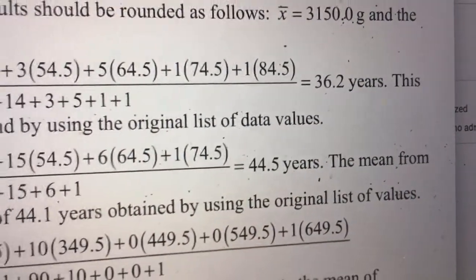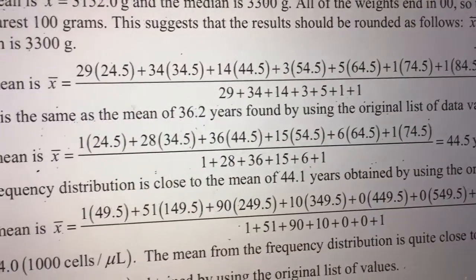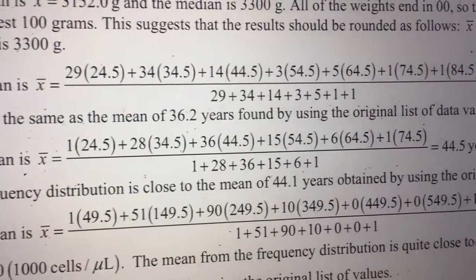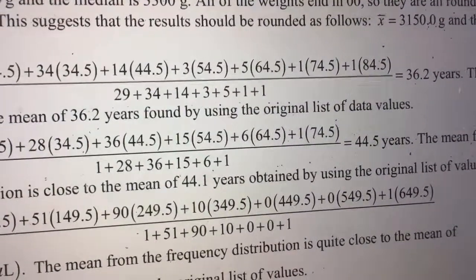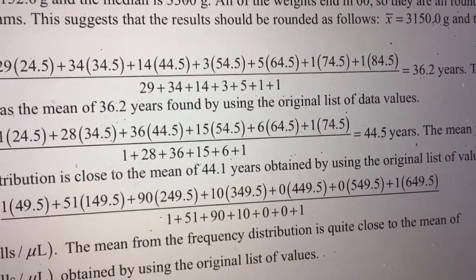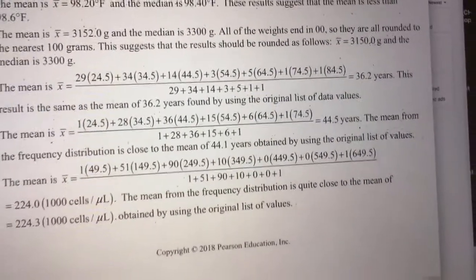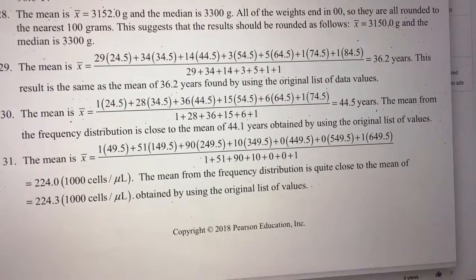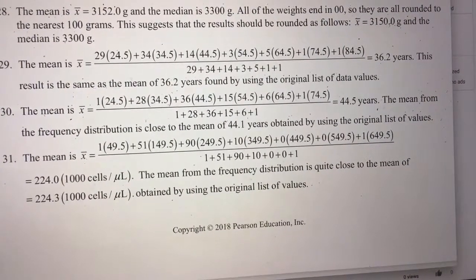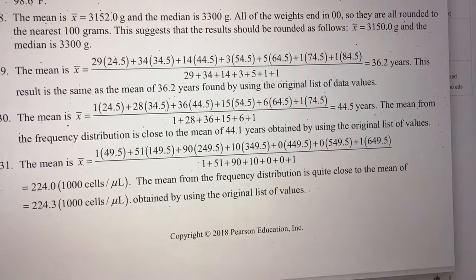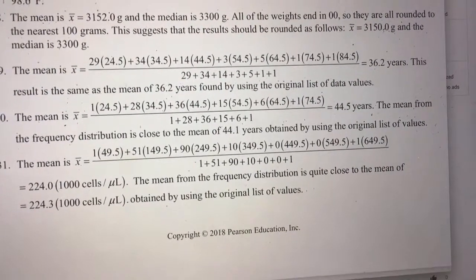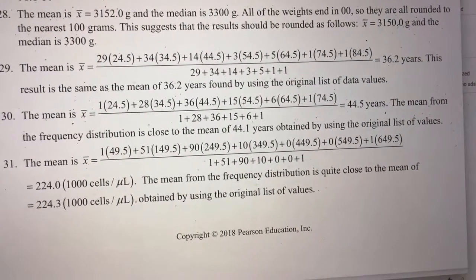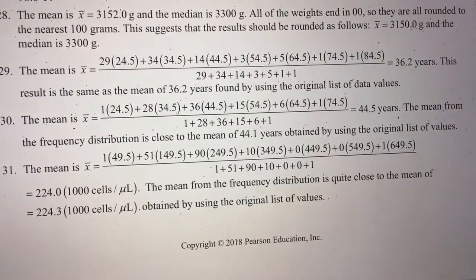Okay, so then it says this is the same mean as the 36.2 years you would have found if you had used the original list of data values. So the midpoint turns out to be very accurate in finding out the mean. So we take the midpoint, multiply by the frequency. We do that for all of the classes, and we divide by the total frequency, which is the sum of all of the individual frequencies. So there's number 29 that you're focusing in on there.